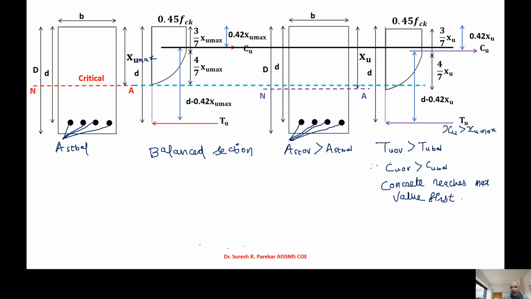And when we are going to analyze, we have to take the value of Xu equal to Xu max, because as per the IS code, you cannot have a value of Xu greater than Xu max. So this is not allowed. So if my section is over reinforced, then also I have to take it as Xu max.